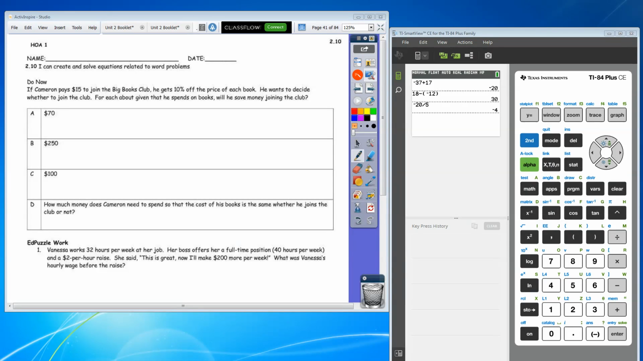Right, so we are starting word problems today. We're going to take everything that we've learned and apply it to some kind of context. So let's look at the do now. We're going to be dealing with discounts.